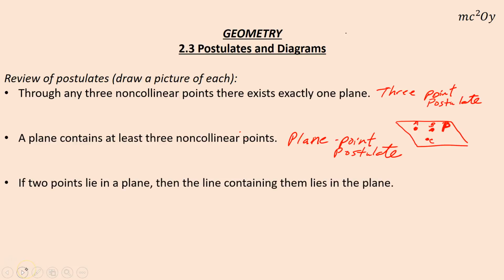Okay, the next one. If 2 points lie in a plane, then the line containing them lies in the plane. So, once again, we have a plane. Okay, we'll call plane R this time. In plane R, if 2 points lie in that plane, so for instance, let's just go with A and B again, then the line that would go through those 2 points also has to be on that plane. That's what that's saying.